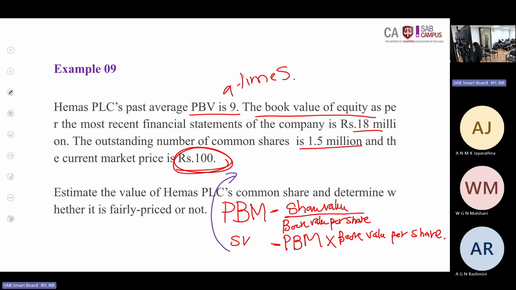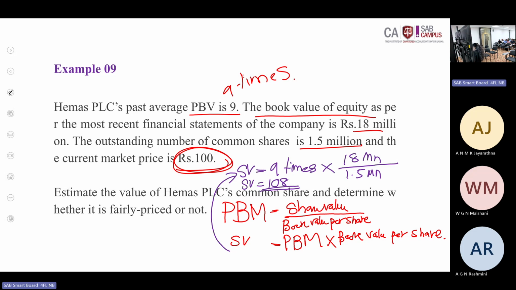Here we know the PBM, the price to book value multiple, it is 9 times, multiplied by the book value per share. We know the total book value of the equity is 18 million, and the number of ordinary shares is 1.5 million. So your share value equals how much? 108.